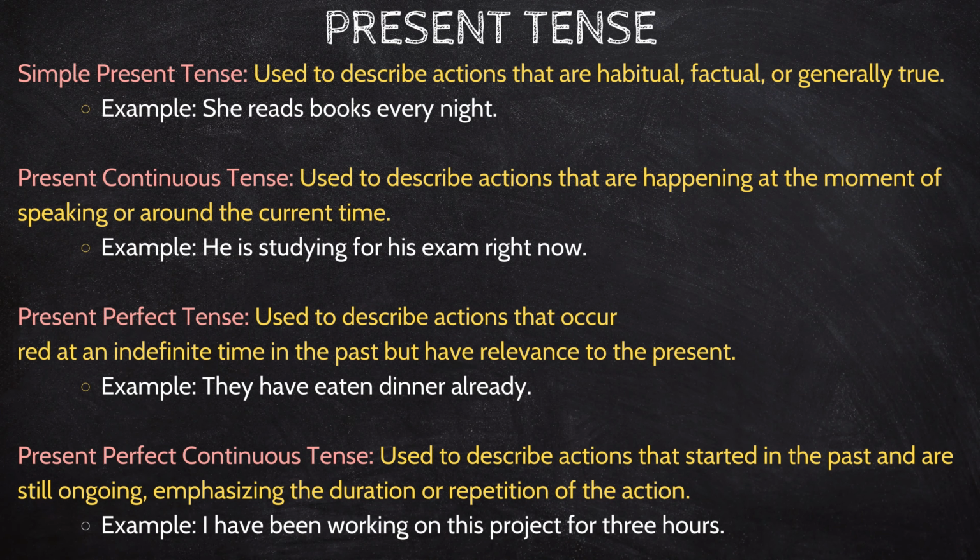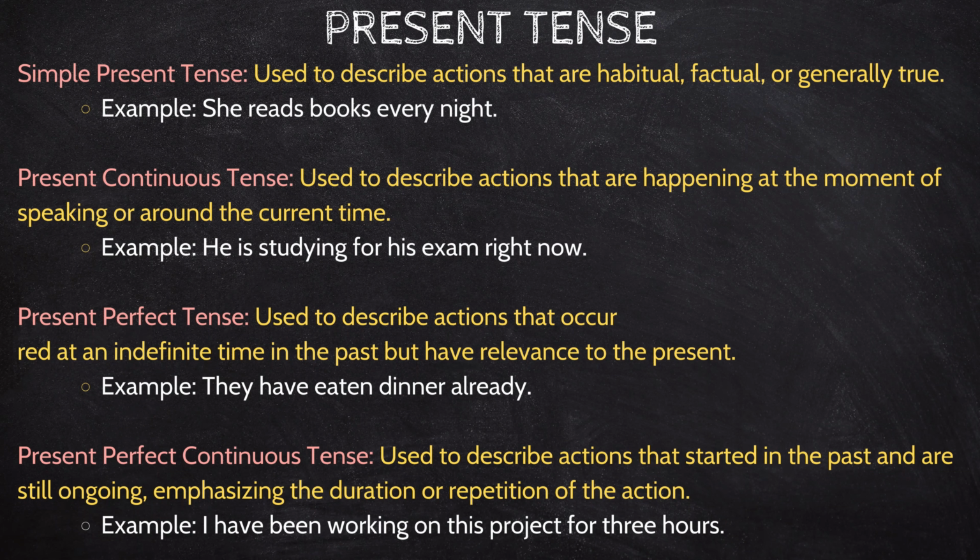Present tense. Simple present tense is used to describe actions that are habitual, factual, or generally true. Example: she reads books every night. It might be a fact, it might be a habit, it is generally true.